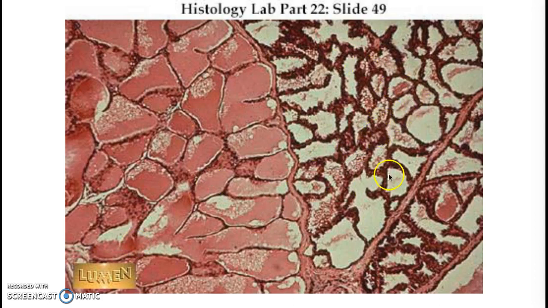So this is the active gland again. You can see how it's completely composed of the secretory cells and spaces for the milk to accumulate, and the connective tissue is relatively small.